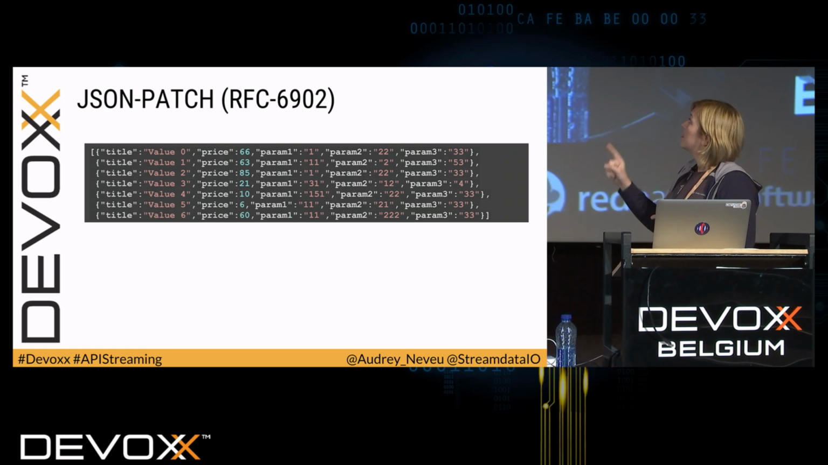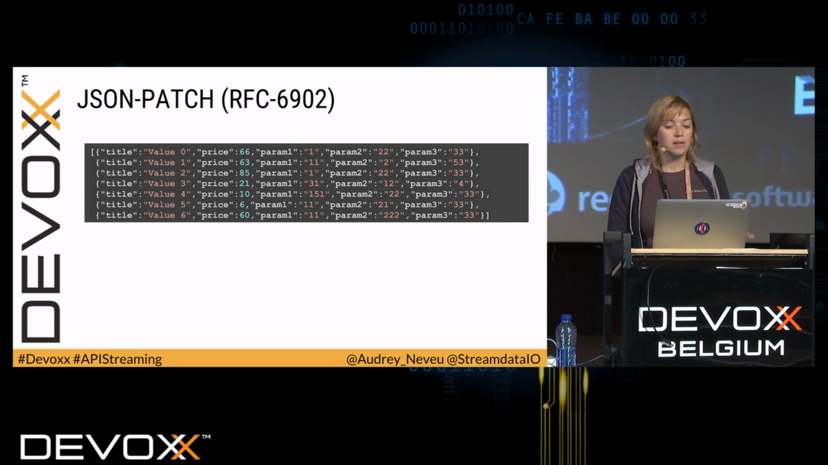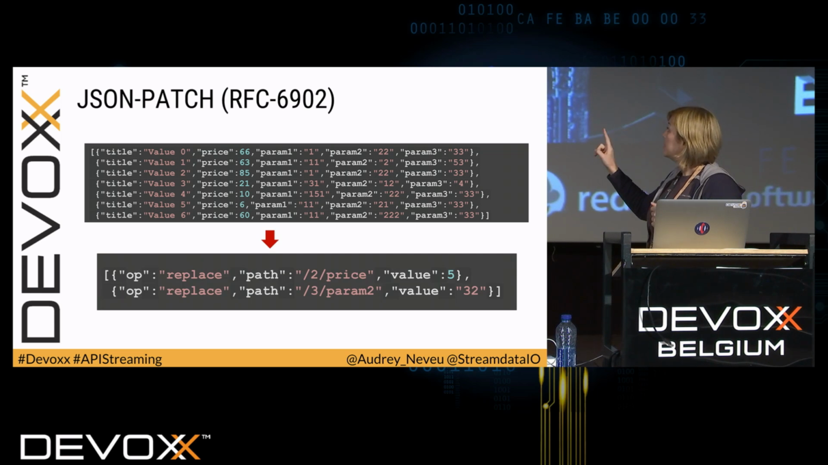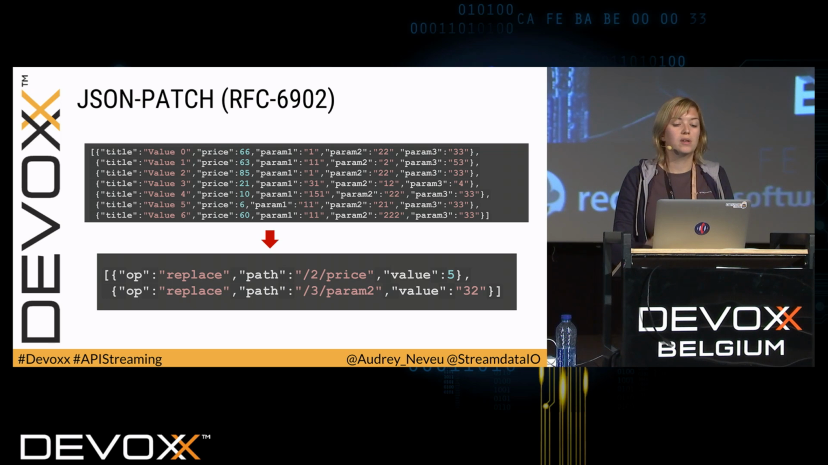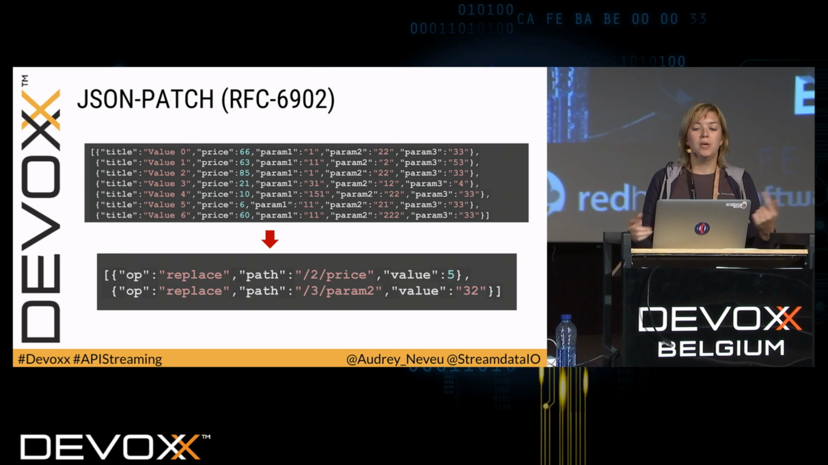So if we imagine that this is the snapshot we received on the first call and that only two fields have changed, on the third call you will retrieve this instead of the whole document again. And then you can simply use a JSON Patch library to apply this patch to your document and so not reload it again. So you significantly reduce the amount of data exchanged between the server and the client.